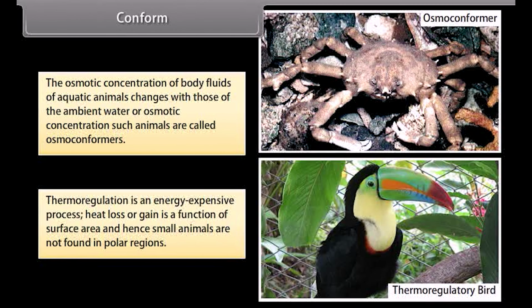Thermoregulation is an energy-expensive process. Heat loss or gain is a function of surface area, and hence small animals are not found in polar regions.